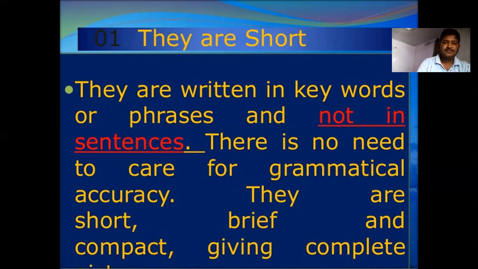And look at the first one. They are written short. Why? Because they are written in keywords or phrases and not in sentences. That means we should not write the entire sentence the speaker speaks. We should not write the lengthy sentences of what has been written in the paragraph. They should be written as keywords, or we have to use some phrases.